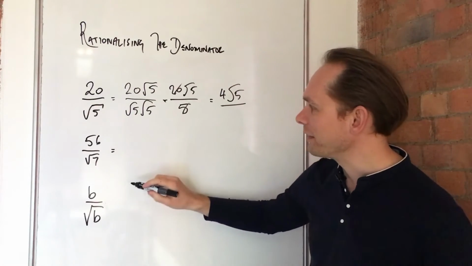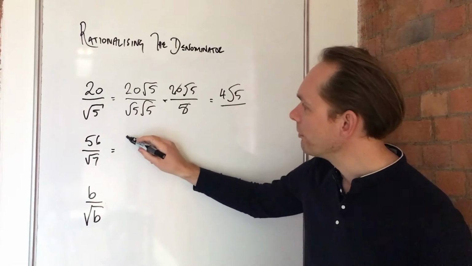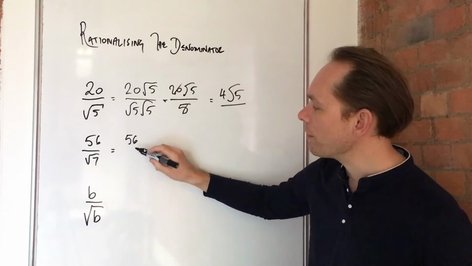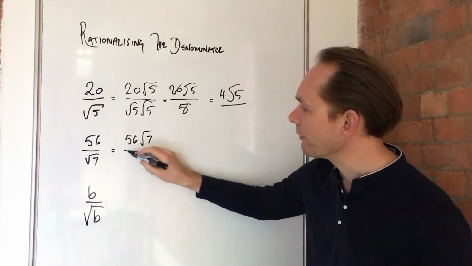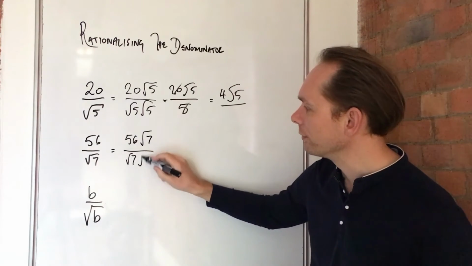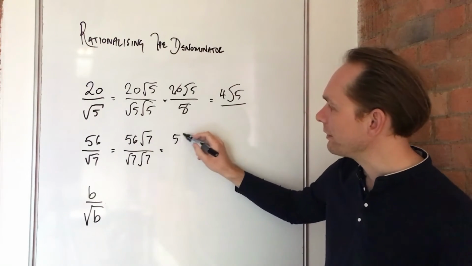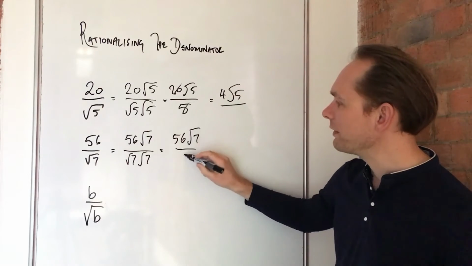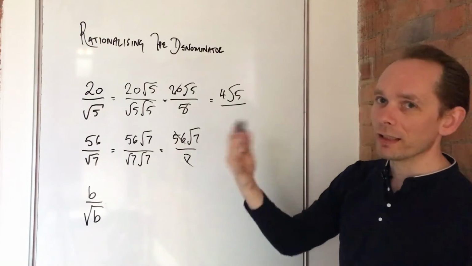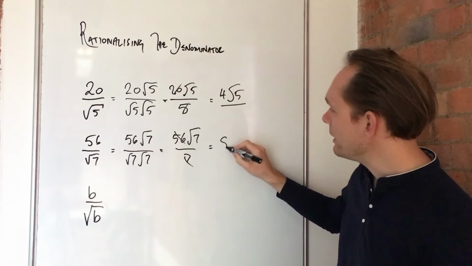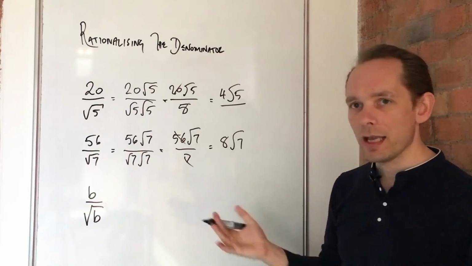You'll see it's exactly the same. 56 over root 7. We're going to multiply both top and bottom by root 7. So 56 root 7 over root 7 times root 7, which is 56 root 7 over 7, which conveniently enough cancels down to be 8 root 7, the end.